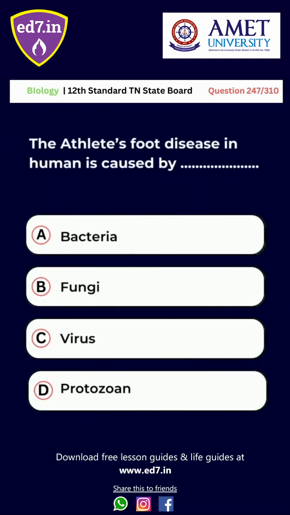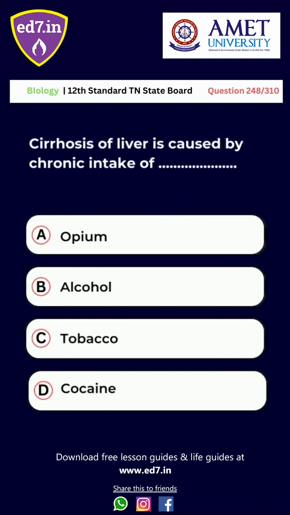Question number 247. The athlete's foot disease in human is caused by option A. Bacteria, B. Fungi, C. Virus, D. Protozoan. The right answer is option B. Fungi.